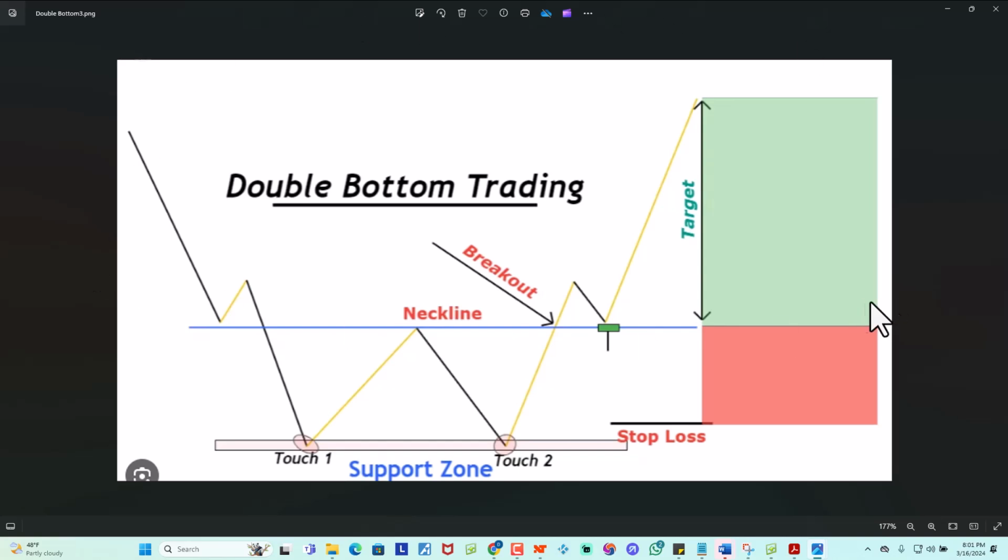You need to find an area of support somewhere, right? If there's an area of support, price comes to it, hits it and bounces back, and comes back and hits the area of support again. You get your W shape, that's it.